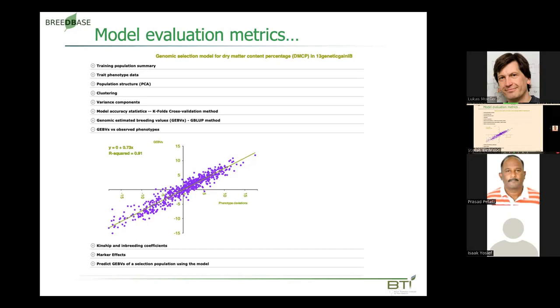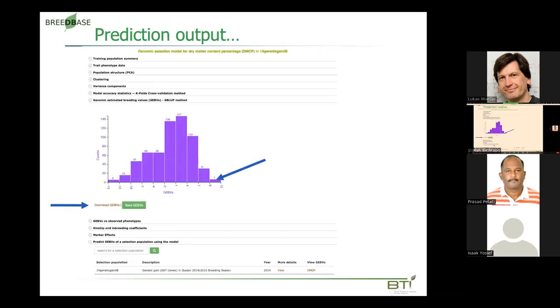And then somewhere at the bottom, if you are happy with the model, you can use it to predict GBVs for any selection candidates. You will also get a display of the GBVs from the training population or the selection candidates, and you see it in a histogram plot.